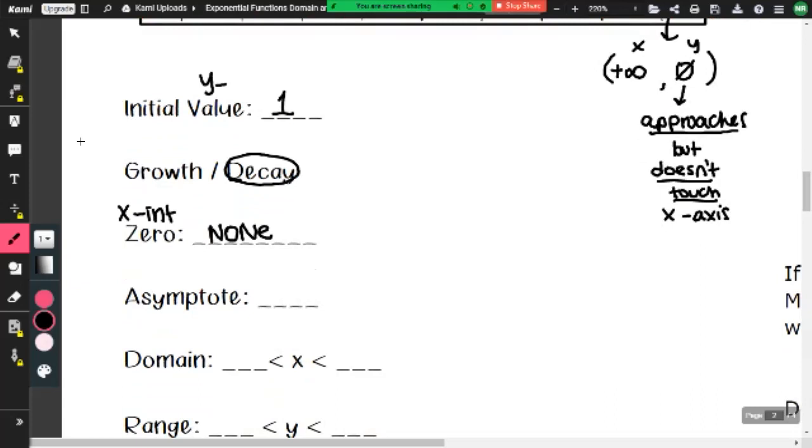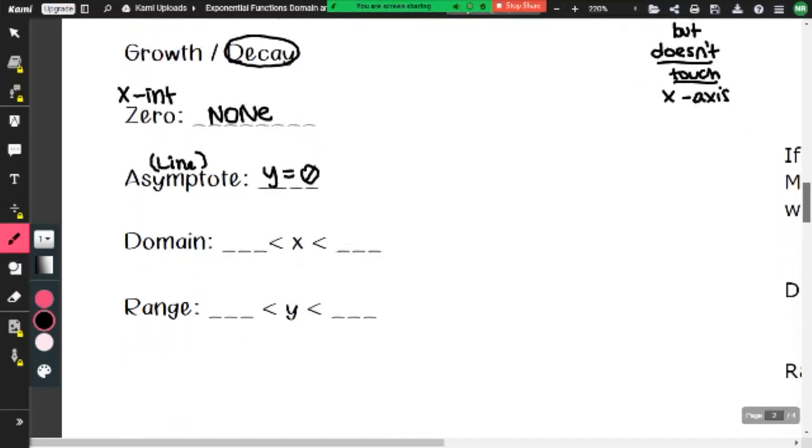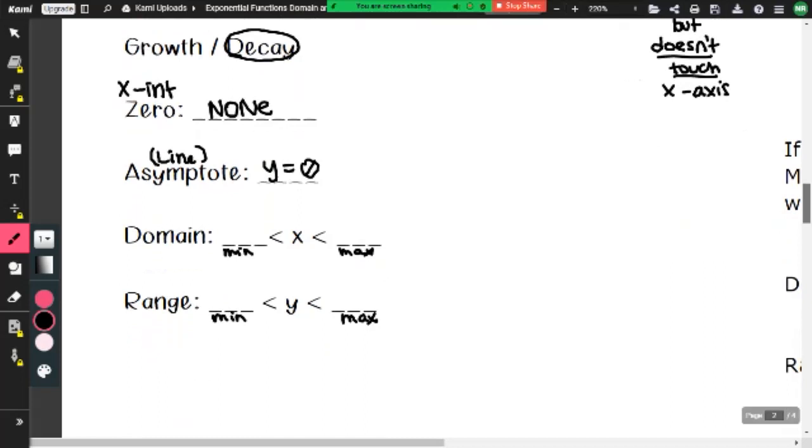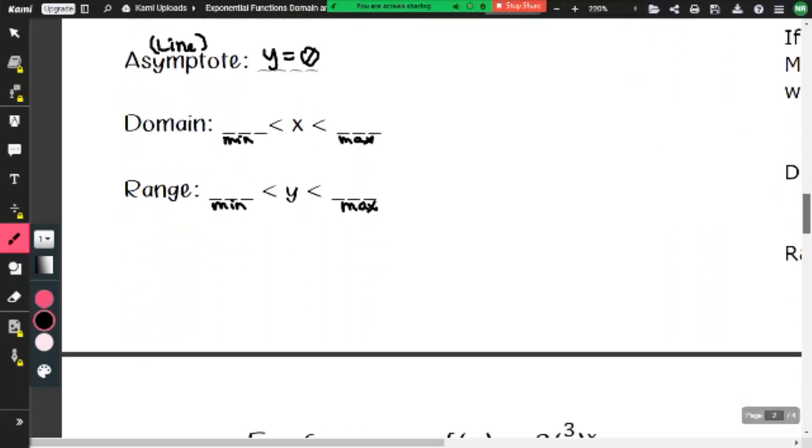Asymptote, an asymptote is an imaginary line. The only way to describe a line is with an equation, y equals 0. In algebra 1, always y equals 0, doesn't matter. Now the domain and range, the minimum, maximum. Everybody have those growth, 0, and asymptote? So I can raise it up for the rest of the people?